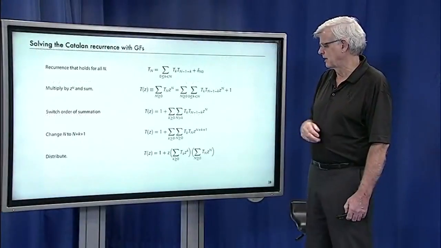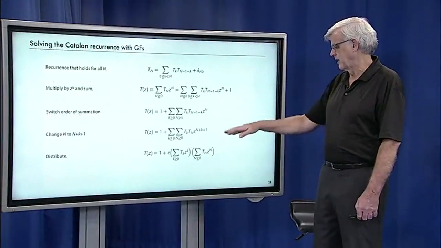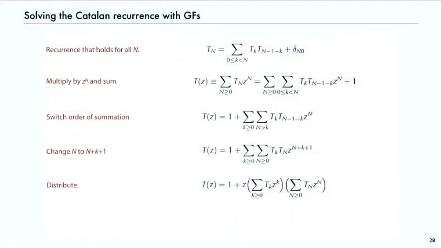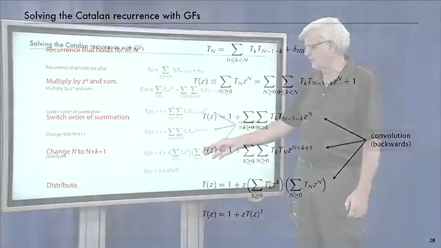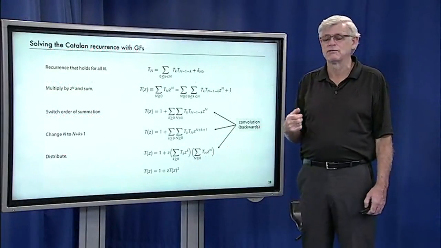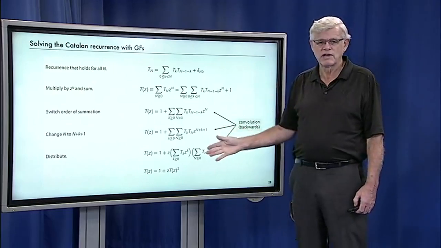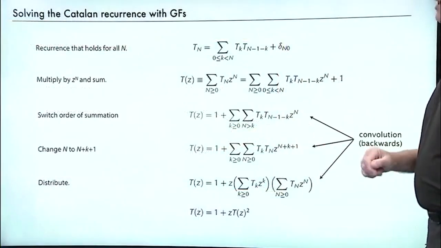And that gives us a way to split it into independent sums by distributing the k's and the n's. And then you can see immediately the z comes out, and then it's 2 copies of the generating function t of z. So that's a backwards convolution that shows us that the Catalan generating function has to satisfy this functional equation. T of z equals 1 plus z times t of z squared. So we're halfway there. We've got an equation that the generating function has to satisfy.